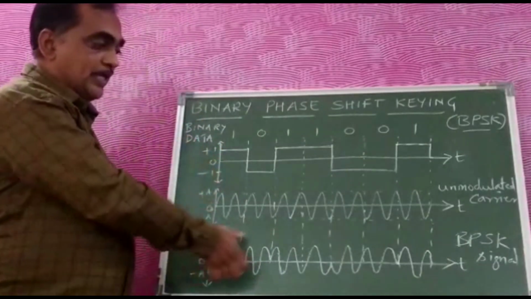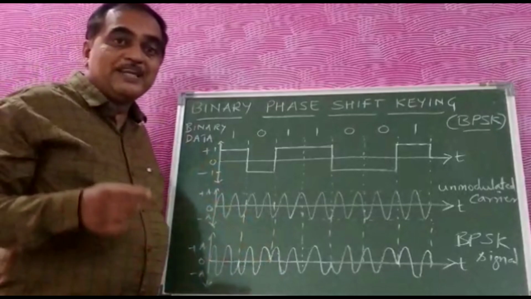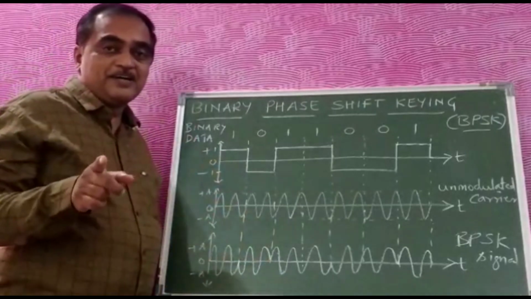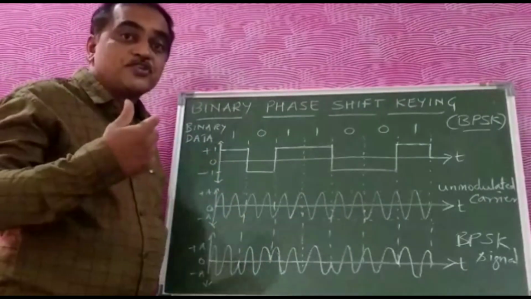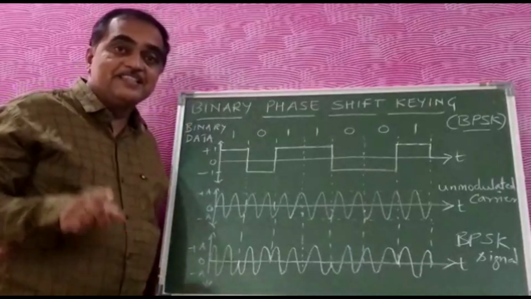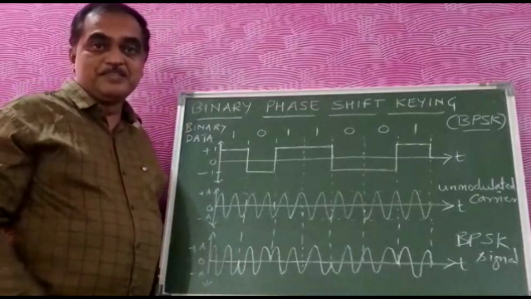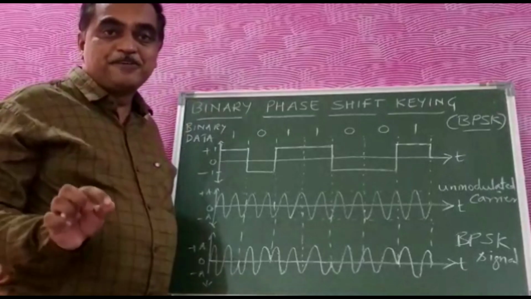So in this way, this carrier will carry the binary data 0 and 1 in long distance communication by changing the phase of the carrier. This is your binary phase shift keying introduction.